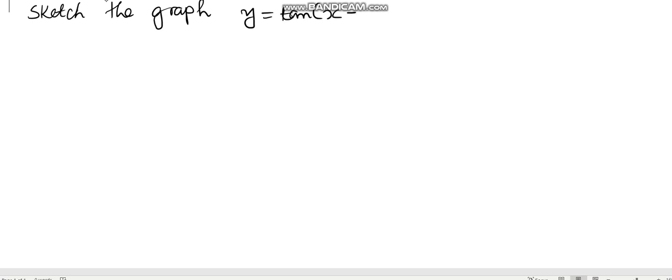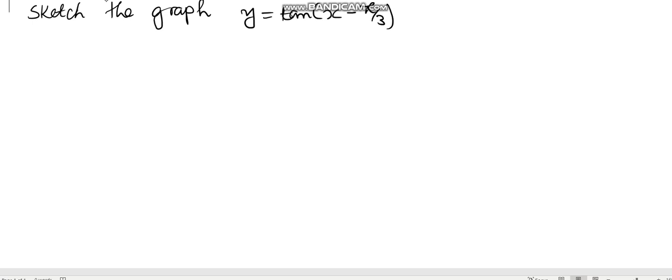Okay, in today's video we're going to look at questions that require us to graph trigonometric functions. So the first question that we're going to look at is: sketch the graph of y equal to tan(x minus pi over 3), like this.